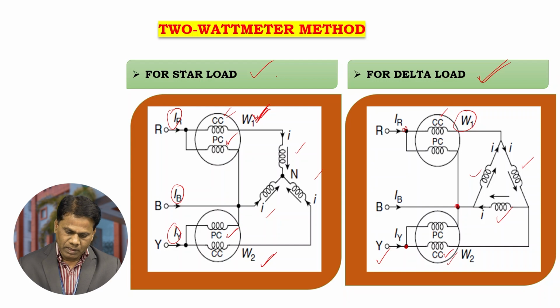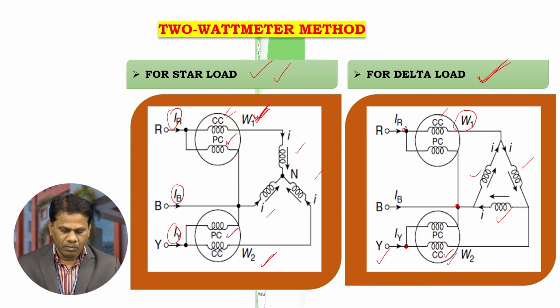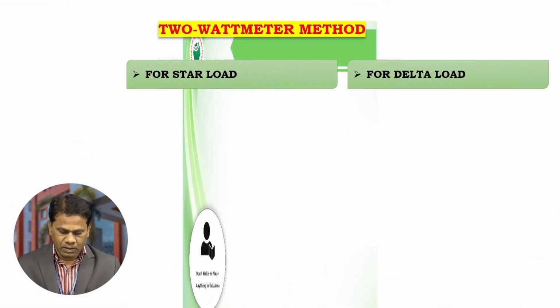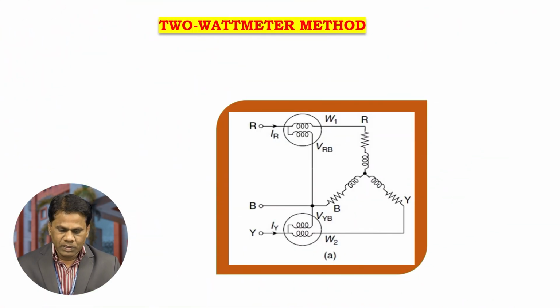So this is the circuit diagram for the star connected balanced load, and this is the circuit diagram for the delta connected balanced load, in the two wattmeter method. So let us consider here a star connected balanced three phase load.